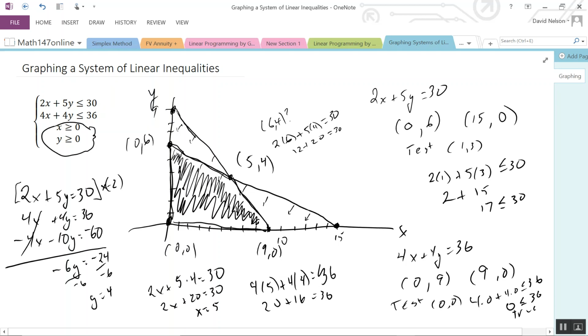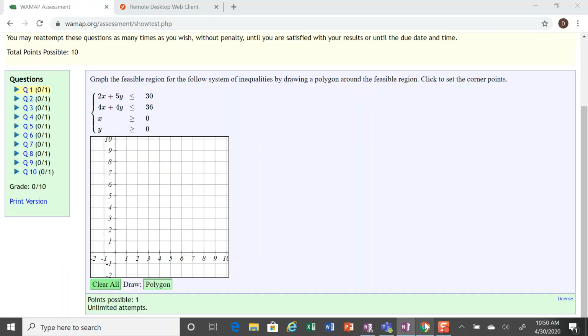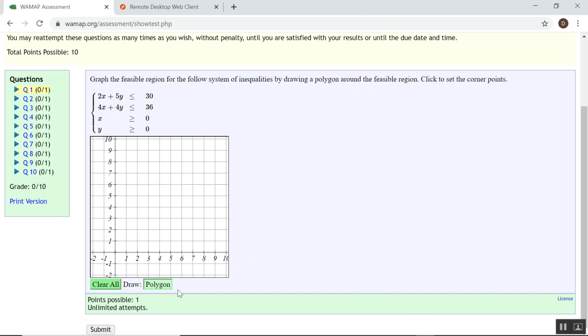All right, and now I've got to go enter that into WAMAP. The way that our questions are formatted, it wants us to just draw that polygon. So I'm going to create a polygon here, and one of my points was 0, 0, and then I went up to 0, 6. So I'm going to go up to here, click the mouse button, and then I had 5, 4, which would be that point, and then it was 0, 9, I believe, here, and then, whoops, that was a little bit off. Hopefully it'll still give it to me, and then it comes back to 0, 0.